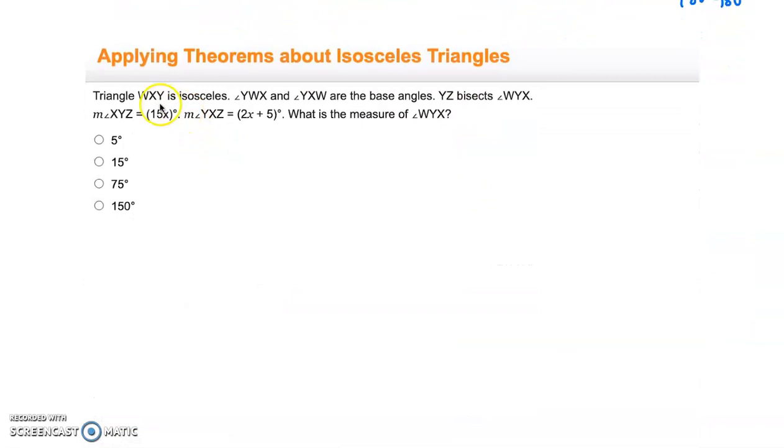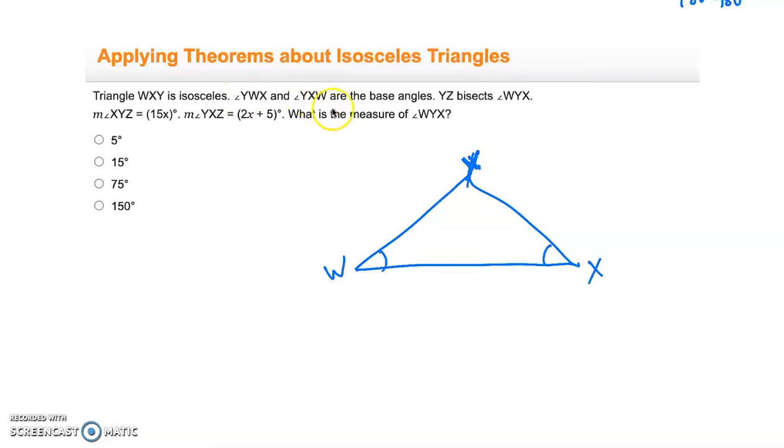All right, triangle WXY is isosceles. So I always like to draw these out because all the letters get confusing. WXY is isosceles, and YWX and YXW are the base angles. So this should be Y, and that should be X. So YWX and YXW are my base angles. YZ, so then I've got Z here. Let's rewrite this as a Y better.